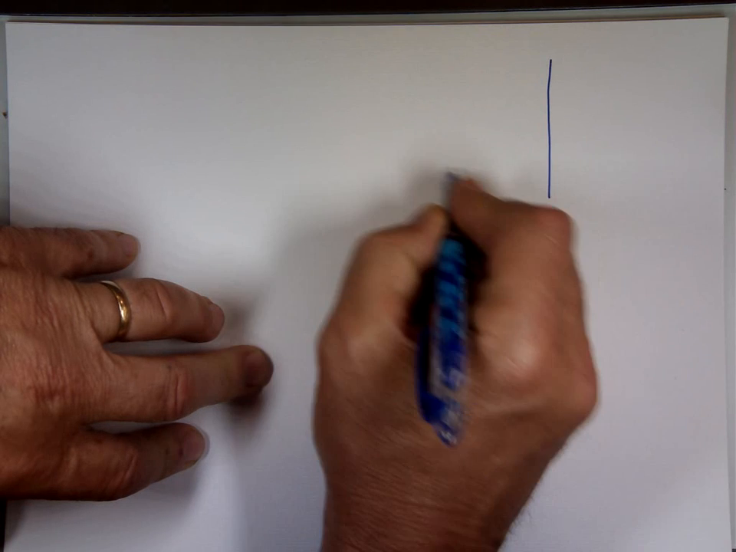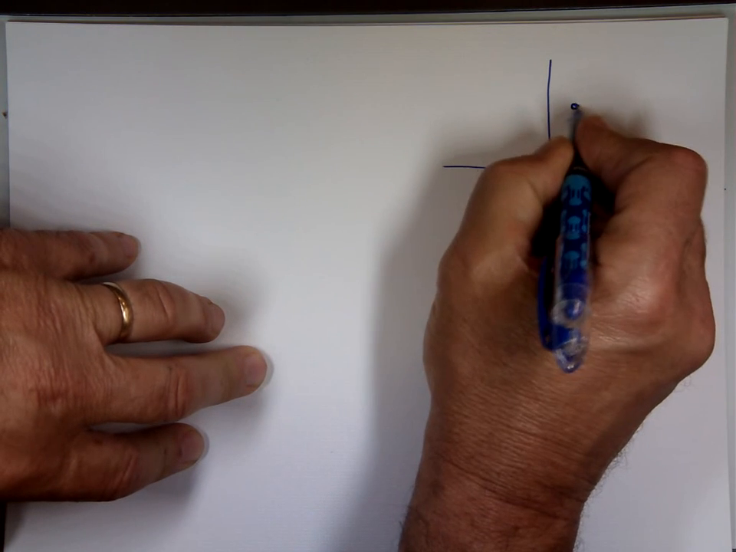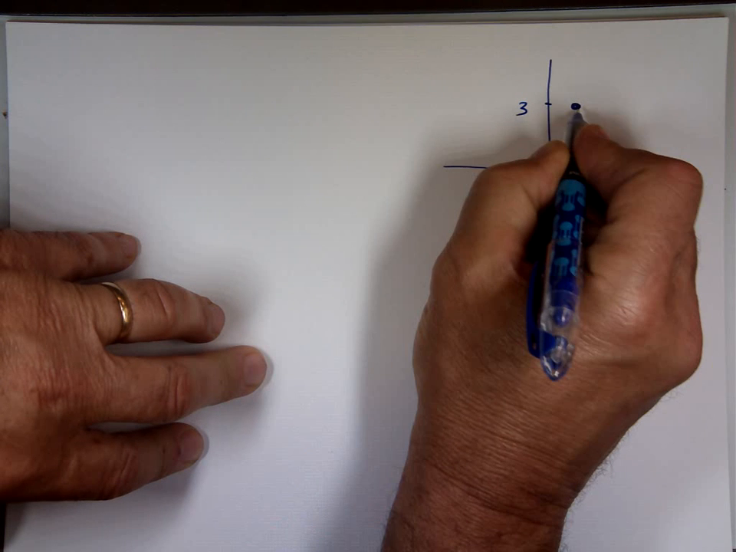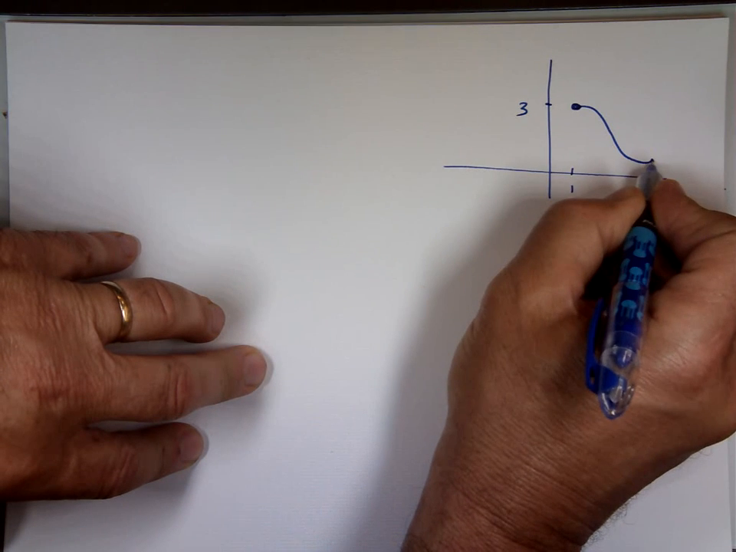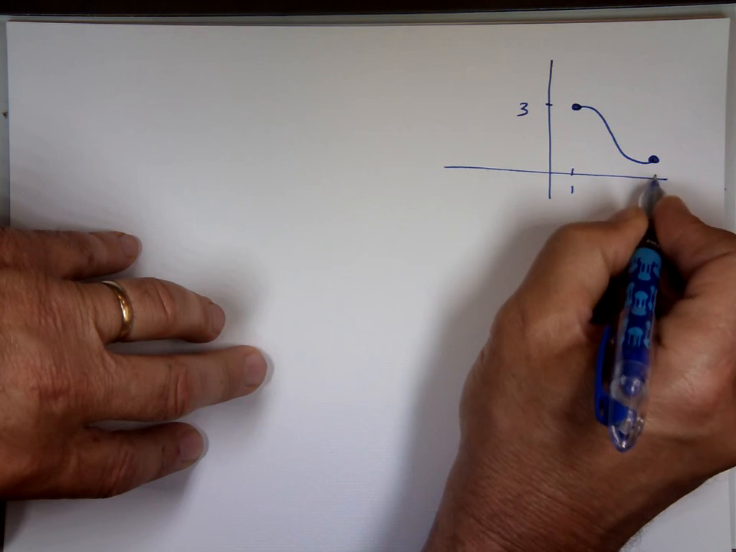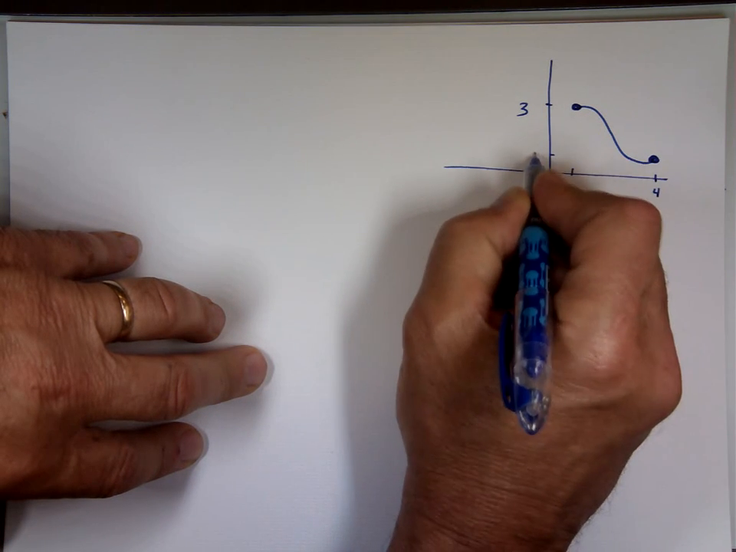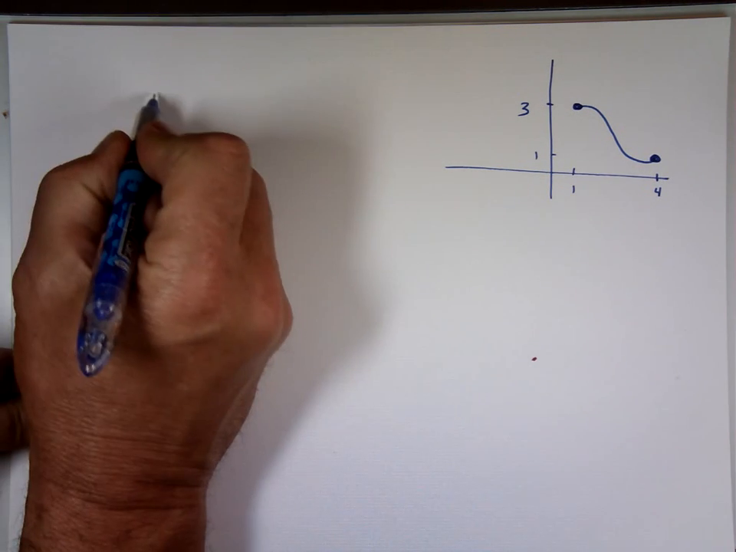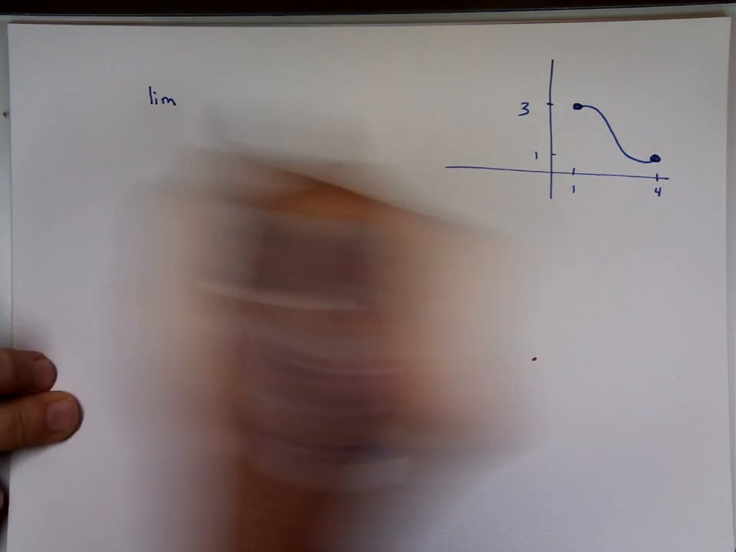Let's say we have this picture. This is x equals 1. Let's say that's 3. X equals 4 here. That's a 1. The graph ends right there. See the closed circle? That means it ends right there. Now, if I ask you for the limit, we'll call this f of x.